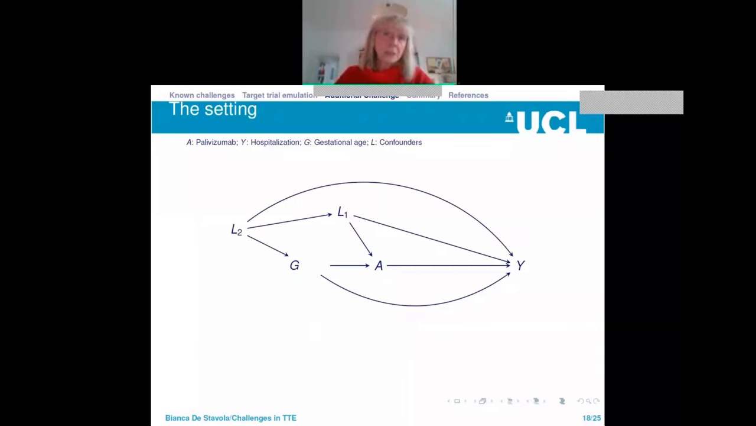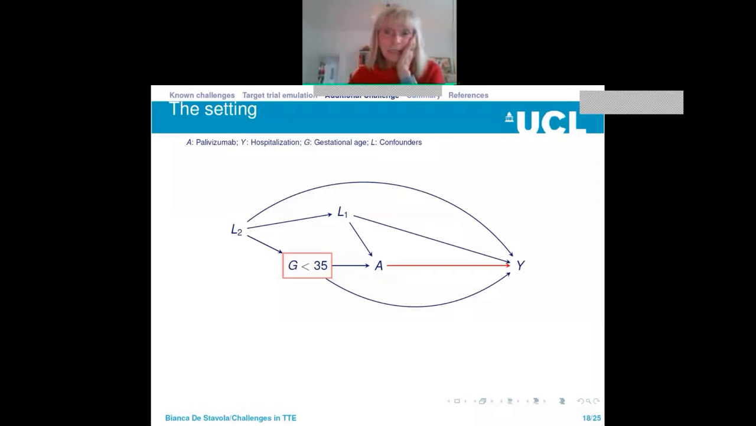This is obviously too simple. There will be other factors common to G and L1, which may also be causes of Y. The setting is not complete yet, because what we are interested in is not the association between A and Y in the general population, but the causal effect among those at risk. So I put a square around G less than 35 to say we condition on gestational age being less than 35.